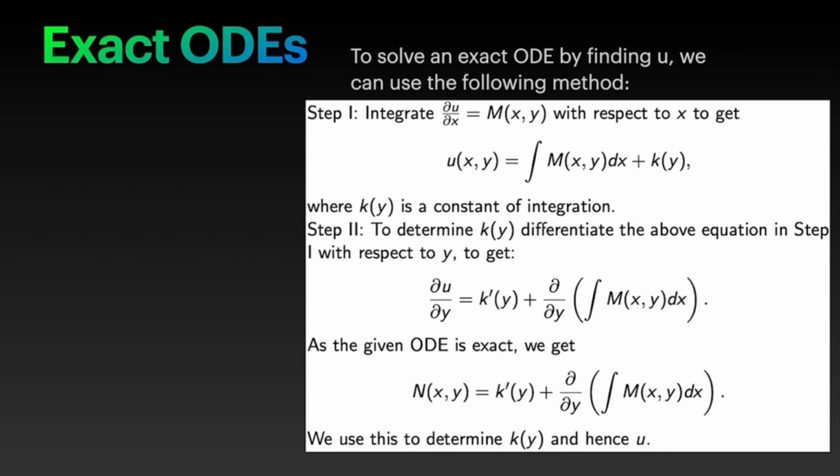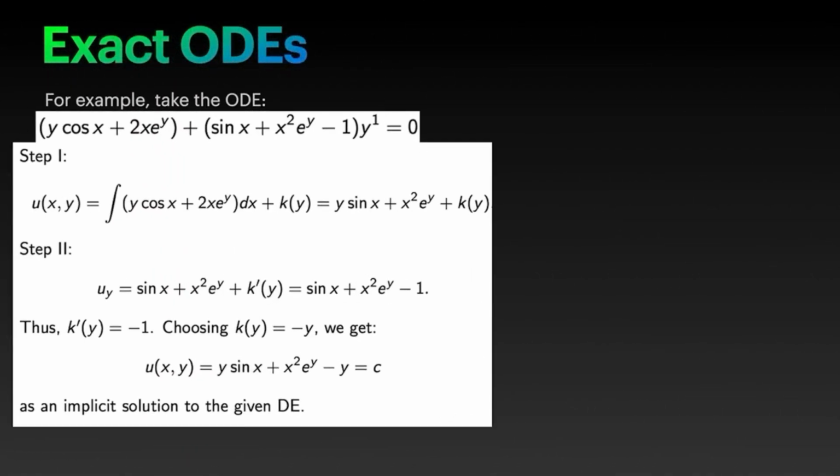So let us take one very simple example. y cos x plus 2x e raised to y plus sin x plus x square e power y minus 1 into y dash equal to 0. So how do we solve this? Basically, we just integrate it with respect to x, and since we are integrating with respect to x, the y terms are basically constant. Cos x integration is sin x, and 2x is integration x square, and then we add a k of y.